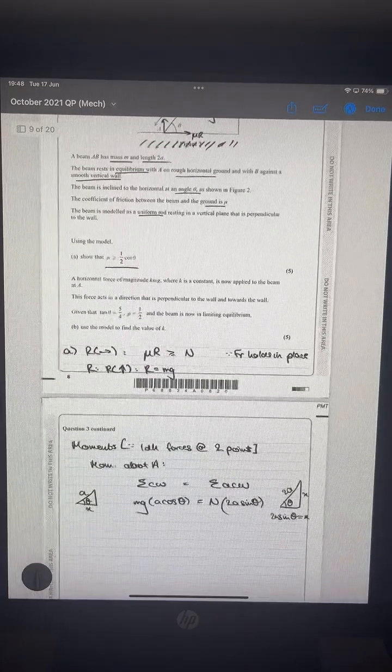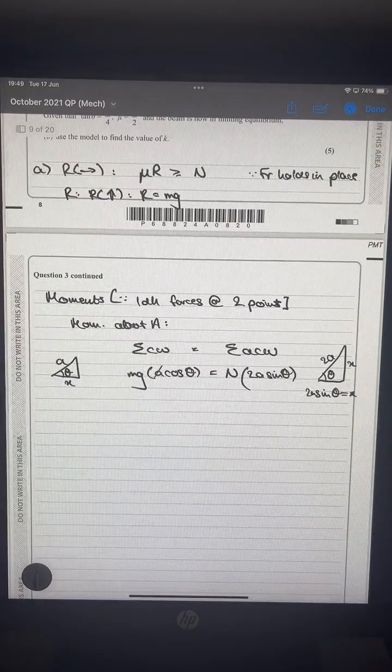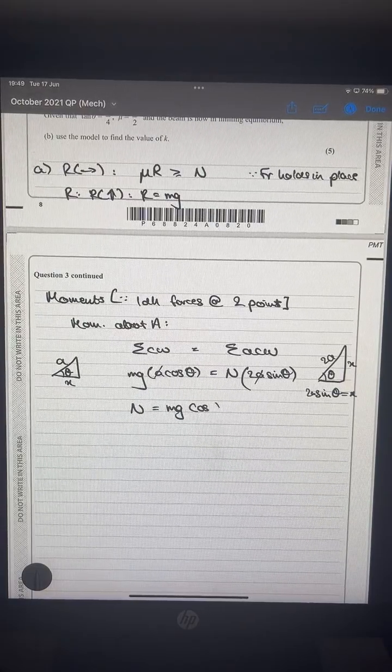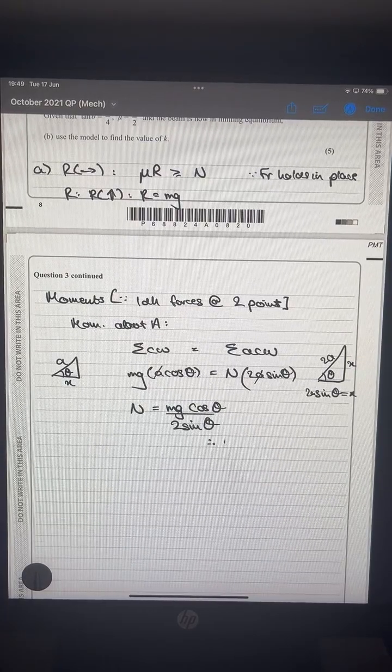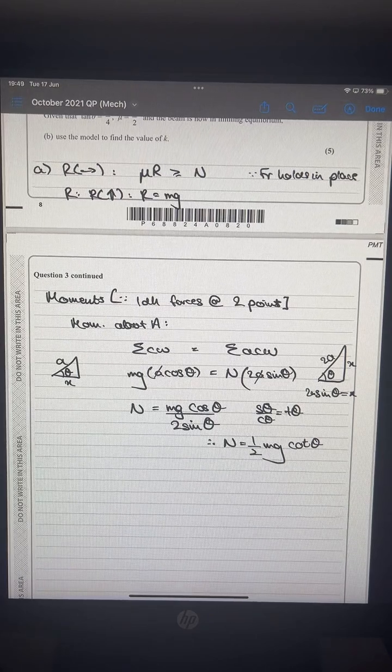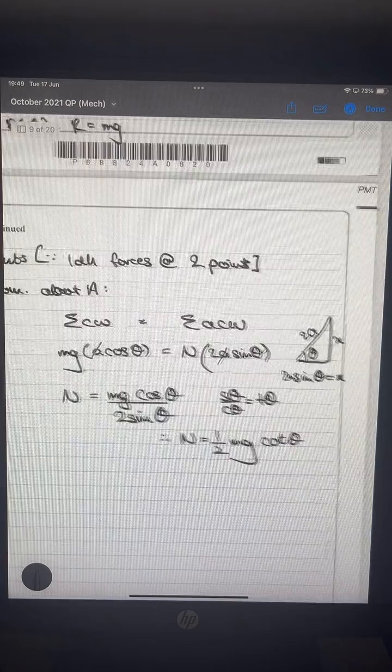Now, I'm going to go back to the question. What am I trying to find? N. My a's can cancel out there. So N is just going to be equal to mg cos theta divided by, sorry, divided by 2 sine theta. All right, so therefore N equals a half mg, and what is cos theta over sine theta? That is cot theta, remember? Because sine theta over cos theta is tan theta, but this is the flipped trig function, so it's going to be cotangent. So now this is looking like what I want in my answer.